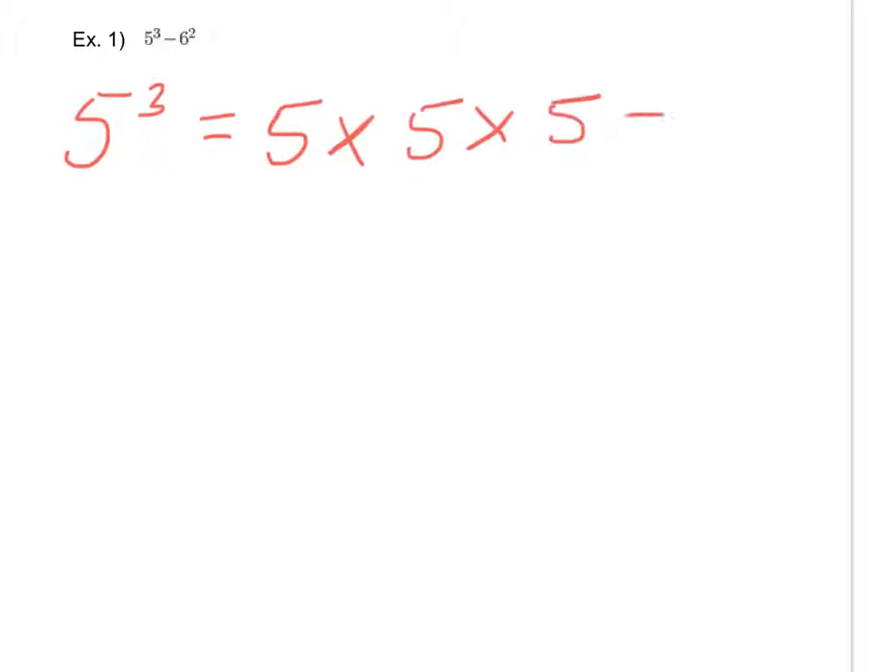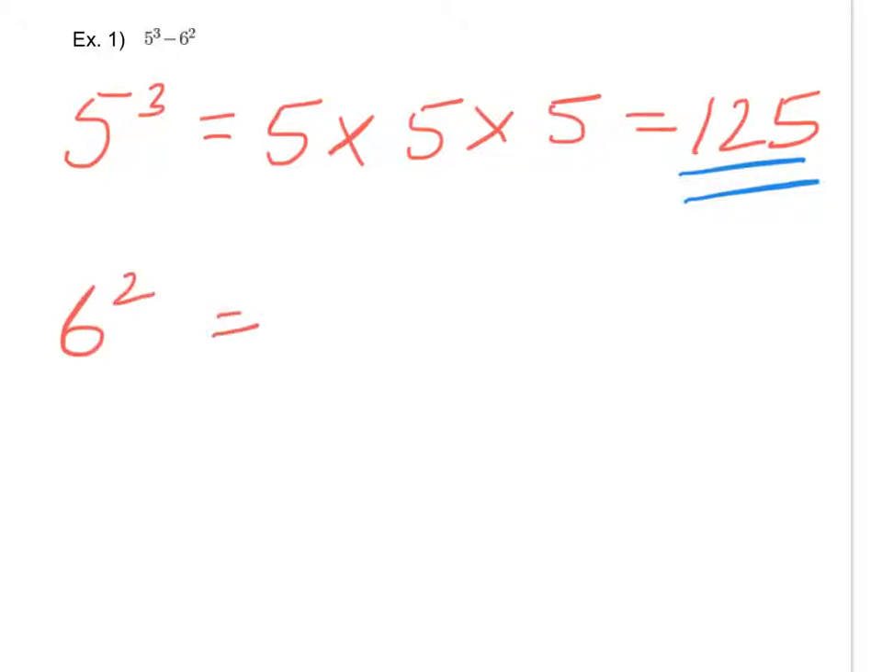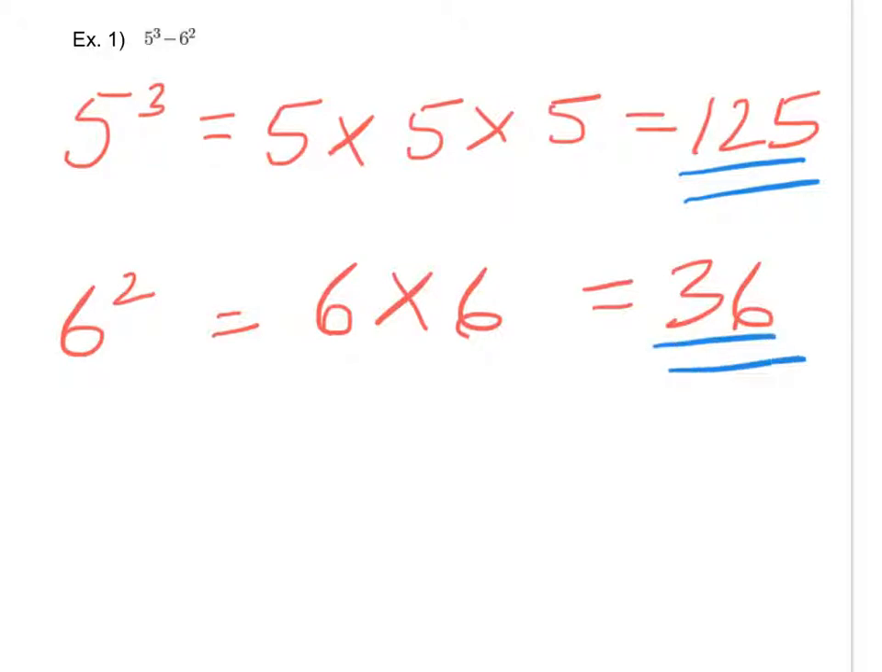So, for example, in this case, I'm going to evaluate each one. So I'm going to start with 5 cubed, which equals 5 times 5 times 5, which is 125. Underline that. Then I can do 6 squared, which is 6 times 6, which equals 36. Underline that. And then you subtract the two of them, right?